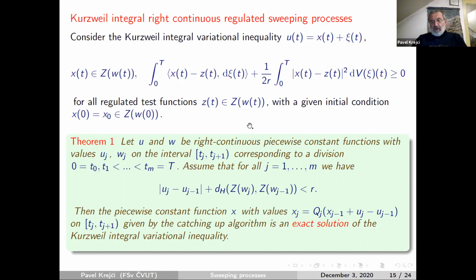So it is different from the original Moreau approach to sweeping processes, because for Moreau the catching up algorithm was an approximation. He did not have any equation for the solutions of the catching up algorithm. But we say that this variational inequality is satisfied exactly if u_j and w_j are piecewise constant, and the piecewise constant solutions constructed by the Krejčí algorithm satisfy the equation at every point.